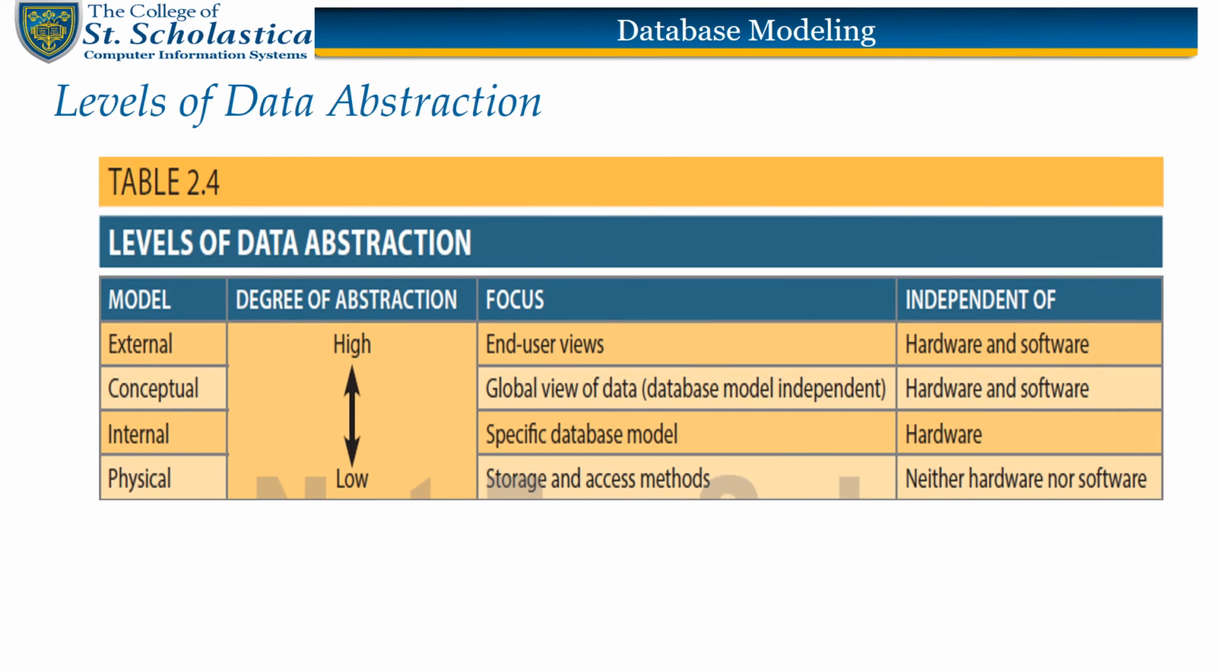The levels of data abstraction, summarized by the American National Standards Institute and the Standards Planning and Requirements Committee, ANSI and SPARC, are described in 3 levels of data abstraction: external, conceptual, and internal. The 4th and lowest level of data abstraction, called the physical level, is concerned exclusively with physical storage methods.